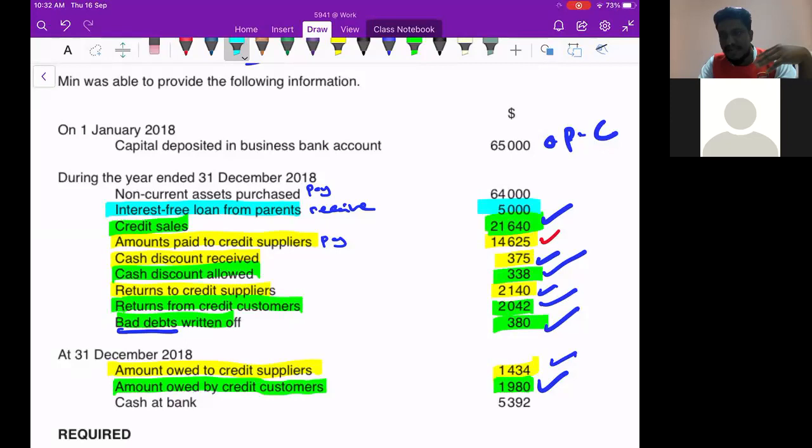Maybe whenever you have money, you need to pay back the 5,000 in the future. That's it. It's an interest-free loan, which means you don't need to pay any interest for the loan. You just pay back 5,000.